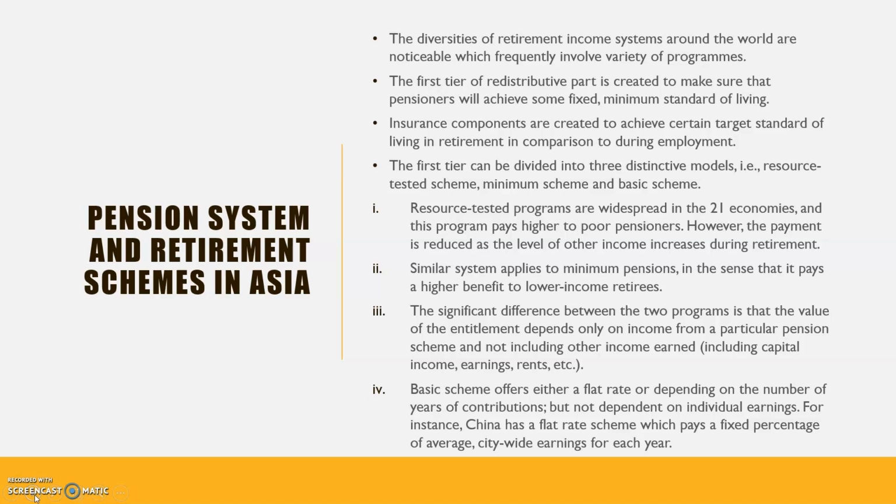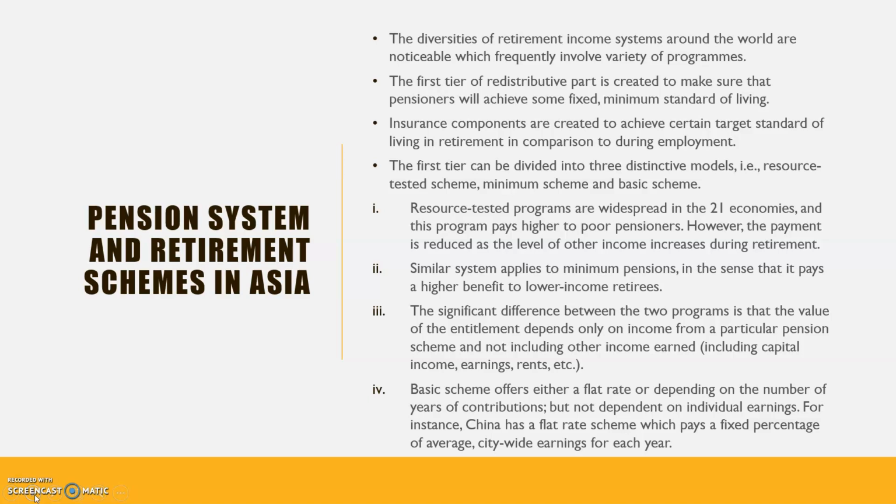The first tier of the redistributive part can be divided into three distinctive models, that is the resource-tested scheme, minimum scheme, and basic scheme. Resource-tested programs are widespread in 21 countries across Asia, and this program pays higher to poorer pensioners. However, the payment is reduced as the level of other income increases during retirement.